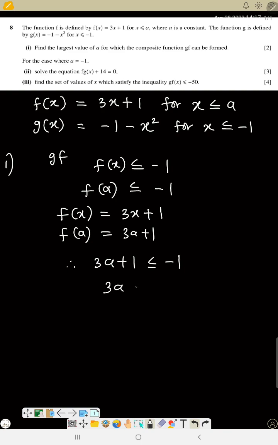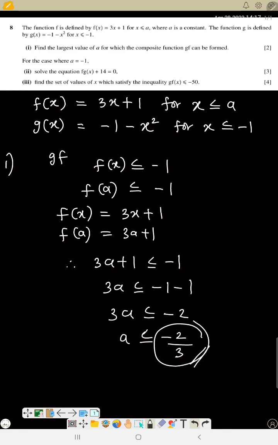Collect like terms. 3a is less than or equal to -1 minus 1. 3a is less than or equal to -2. A is less than or equal to -2/3. That means the largest value of A for which the composite function GF can be formed is -2/3. If you still say equal to, instead of less than or equal to, it is allowed, because A is equal to -1. So I can also say A is equal to -2/3, or A is less than or equal to -2/3. Either is allowed.